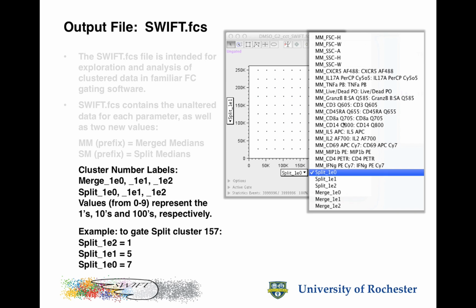We also have included extra parameters in the file that provide an easy way to access the number of each cluster. So let's say, for example, that you would like to identify all the cells in cluster number 157. That's encoded in 3 parameters, split 1E2, you would set for 1, so it's 100, split 1E1, it would be 5, and the units are given as 7. So if you set those 3 gates just on a plot of split 1E1 and split 1E0, and the third dimension you'll need to show of split 1E2, then you can identify just that single cluster and examine its properties further.